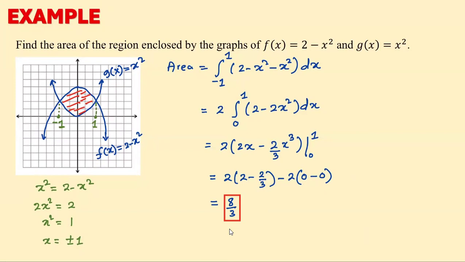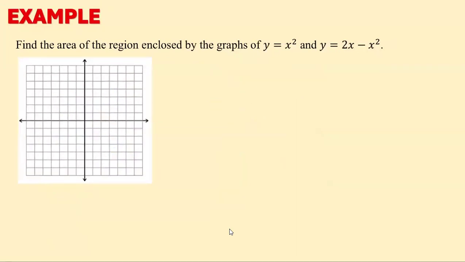Okay, I hope you are enjoying so far. I'm going to solve one more problem so that you will be able to solve a problem like this one easily. Okay, here comes the third one. So we are asked to find the area of the region enclosed by the graph of the function y equal to x squared and y equal to 2x minus x squared.